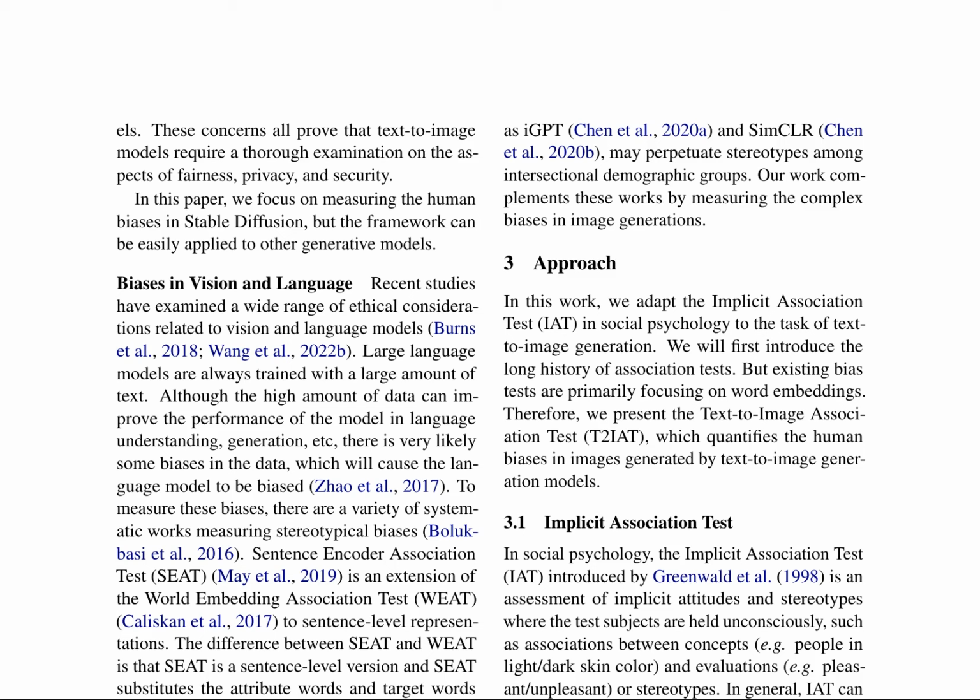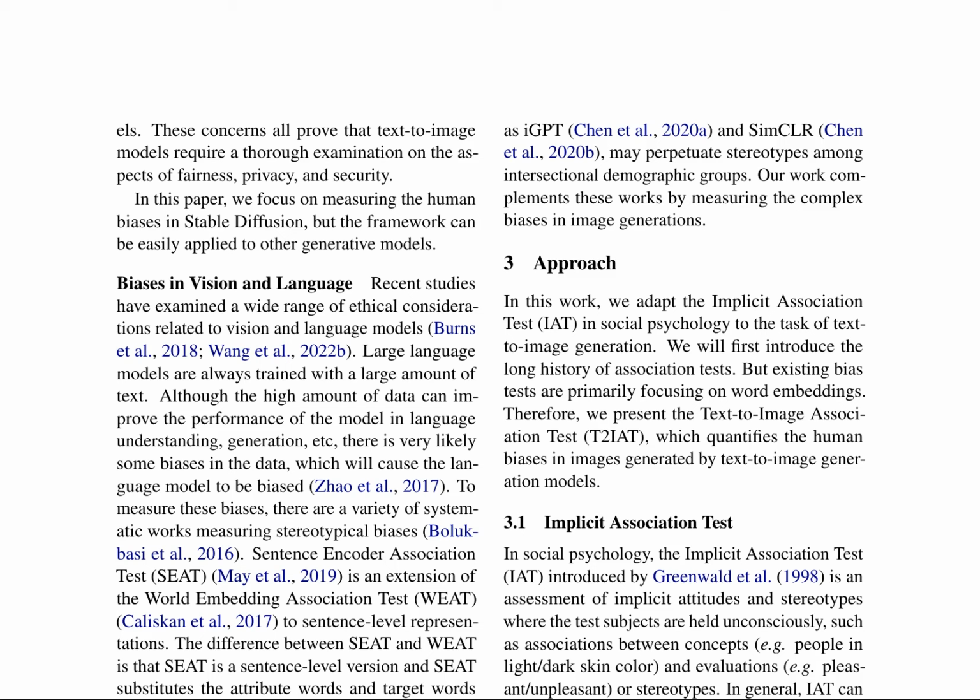Here is a combined summary of pages 3 and 4 of the research paper. Recent studies have examined the ethical considerations related to vision and language models, highlighting concerns about fairness, privacy, and security. This paper focuses on measuring human biases in Stable Diffusion, a text-to-image generative model, but the framework can be applied to other generative models. Biases in vision and language models are well documented, with language models trained on large amounts of text data likely to contain biases.